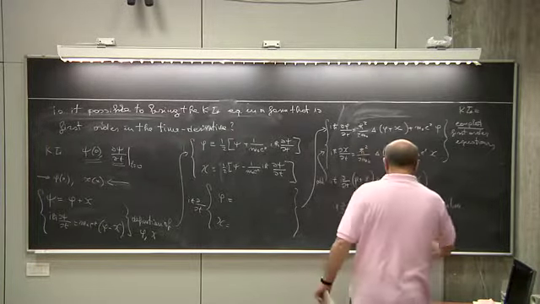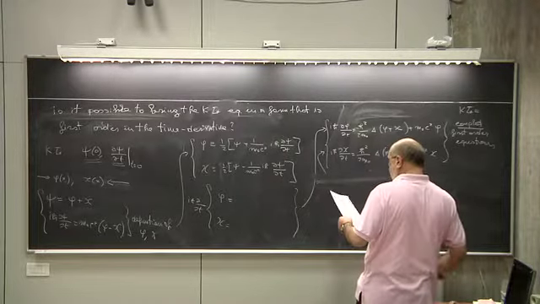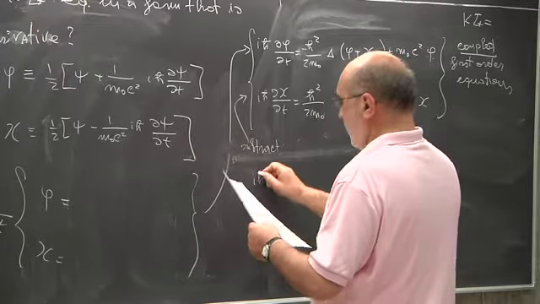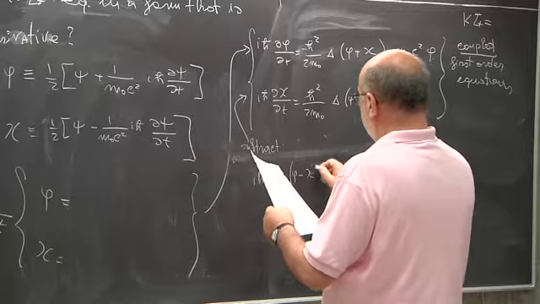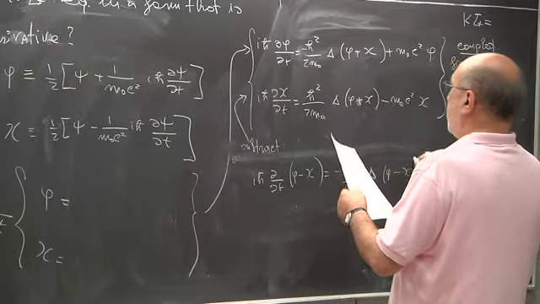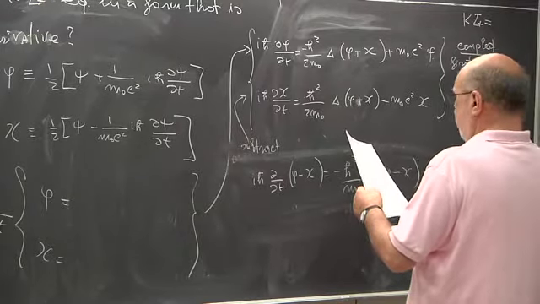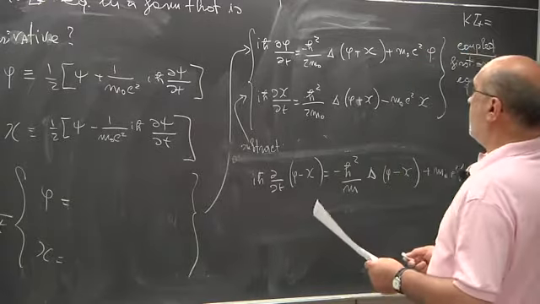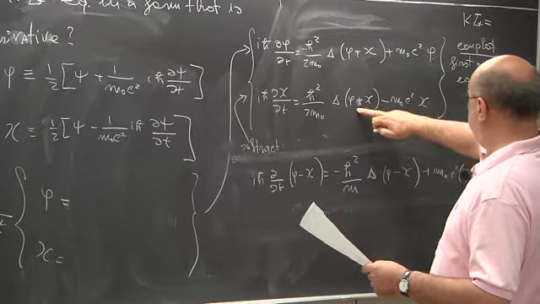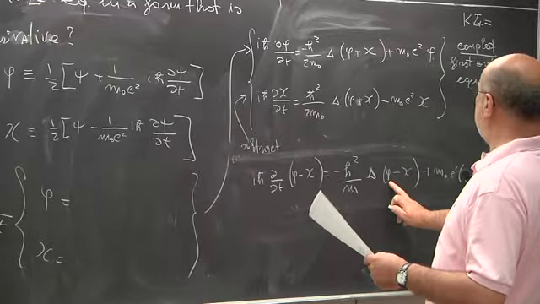Now let's subtract the two. So adding, we got the first definition. Let's subtract the two equations. If we subtract the two equations, we get i h bar d/dt of phi minus chi equals minus h bar squared over m Laplacian of phi minus chi, this Laplacian, plus m0 c squared times phi plus chi. I have subtracted the two, so I got this piece. And then I get a 2 that cancels these two in the denominator. And if I subtract, I should get away a chi.